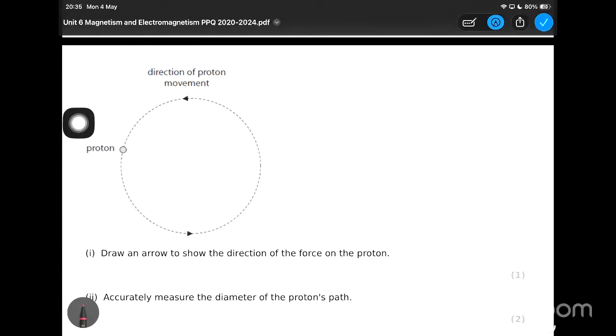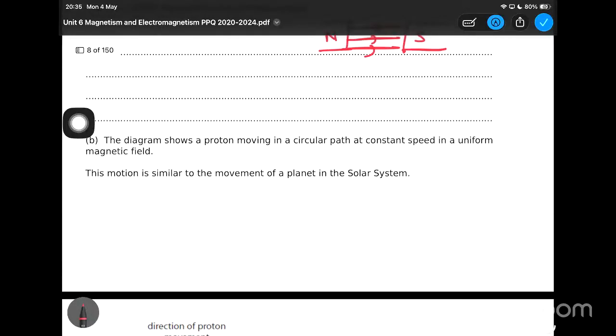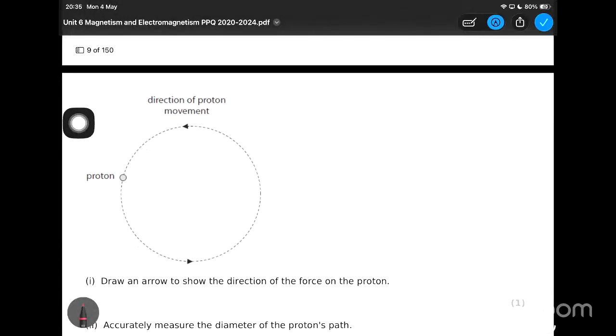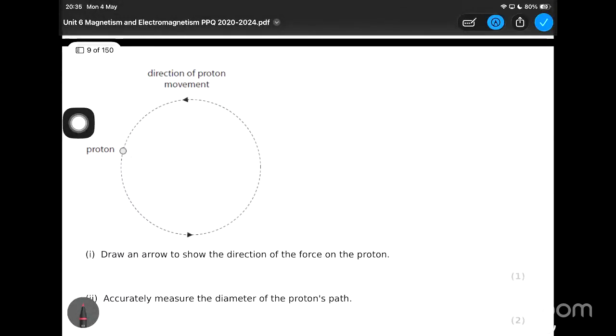Draw an arrow to show the direction of the force on the proton. So here there's nothing mentioned about the magnetic field directions. They're just asking about the centrifugal and centripetal forces, right? So we'll discuss that. Actually, we will be discussing that in the last unit, astrophysics, right?